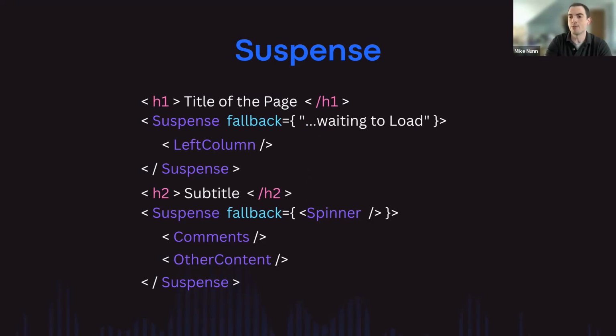What is so powerful about this is that we allow other components to be rendered earlier as they become ready. In our example, by separately wrapping comments and other content under their own suspense, we're allowing left column to render as soon as it becomes ready, which might be earlier than when the other sections become ready. This idea of suspense gives us much more control than ever over how our UI is displayed to the user.